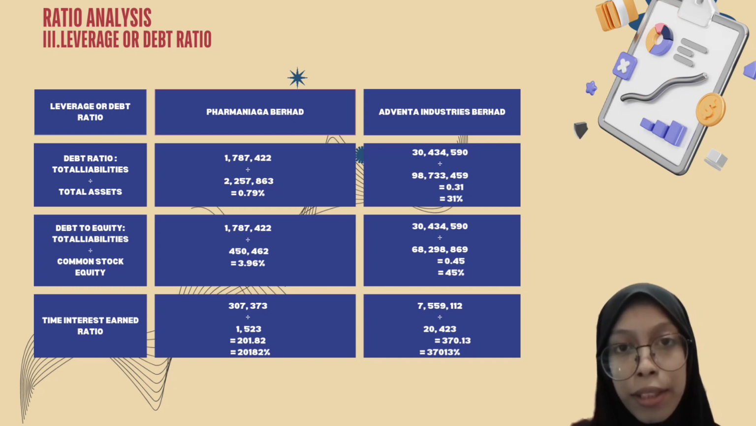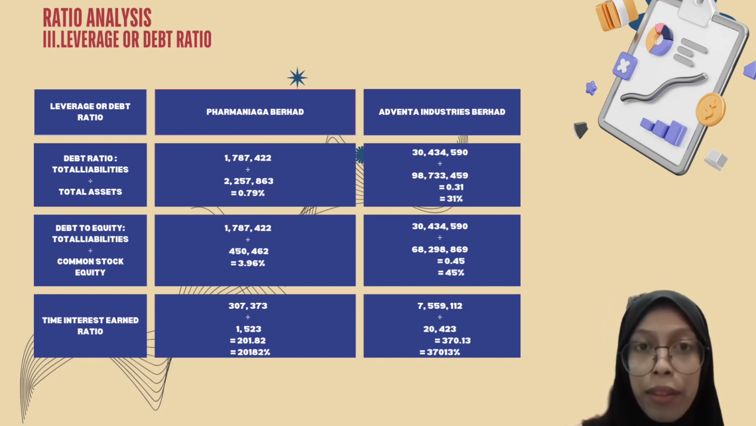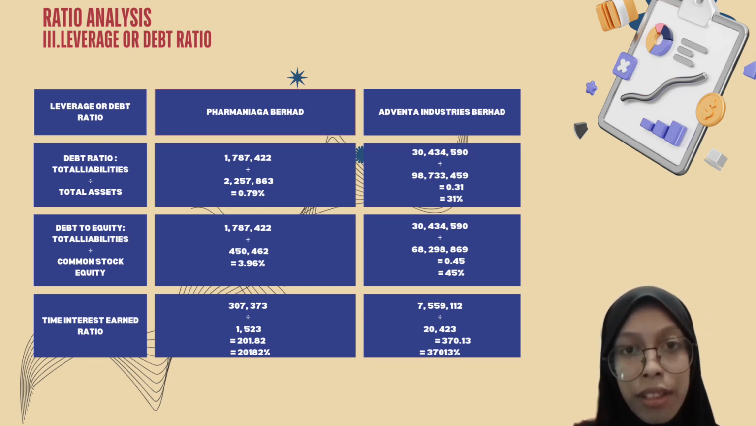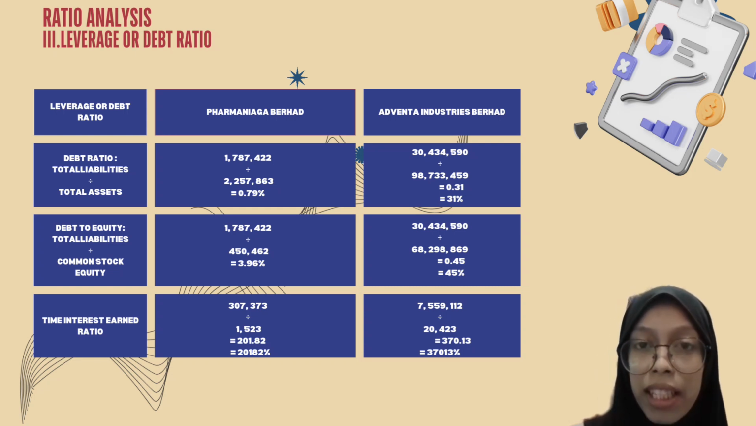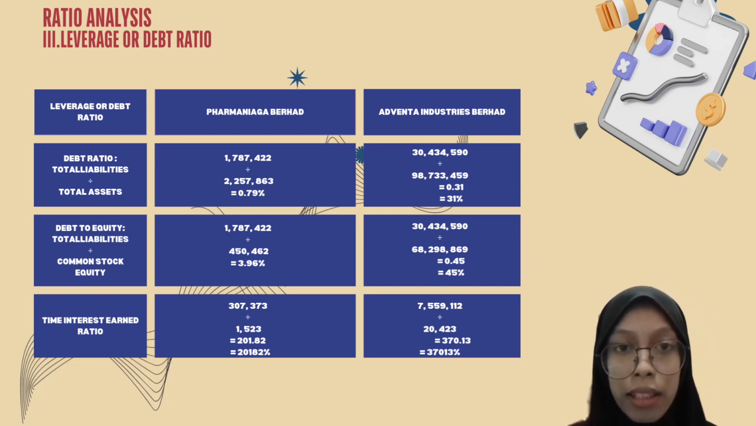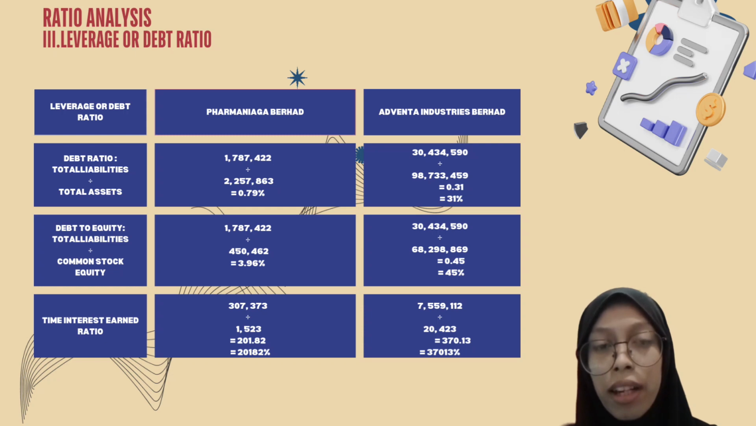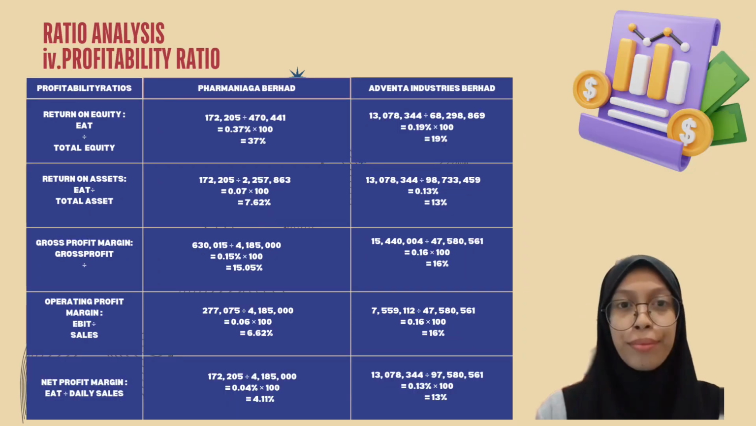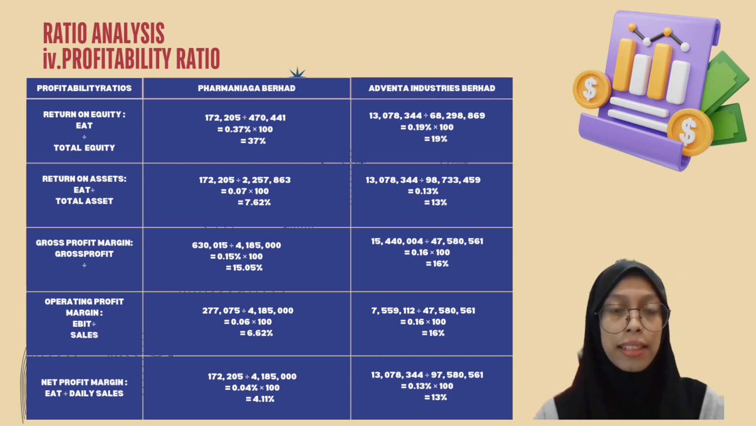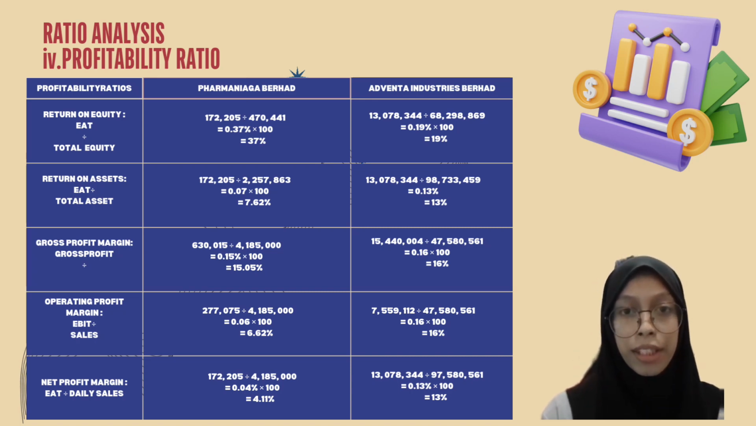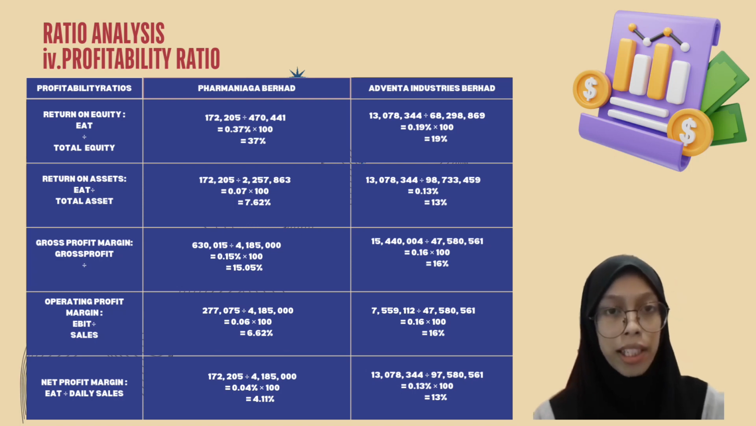Debt to equity for Niaga is 3.96%, increased to 55% for Avanta Industri. Times interest earned for Niaga Berhad is 20182%, increased to 37013% for Avanta Industri. Profitability ratio. Return on equity for Niaga Berhad is 37%, decreased to 19% for Avanta Industri.